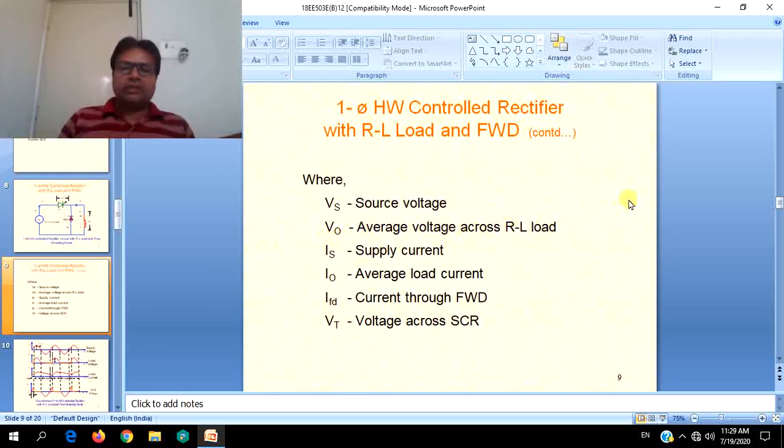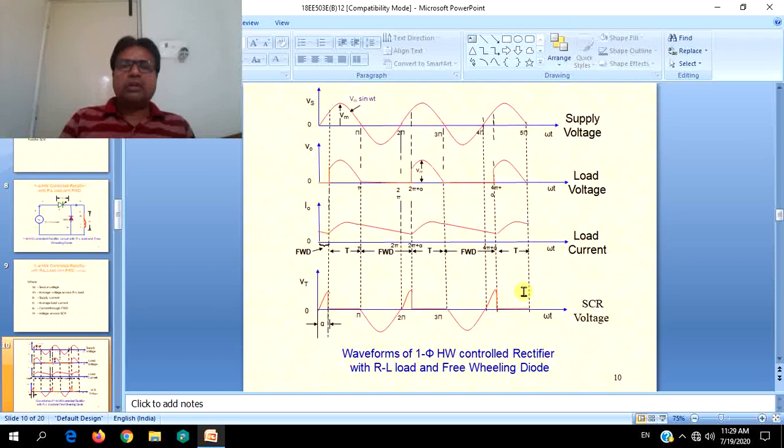Source voltage, average voltage across load. The other parameter added in this is the current through the freewheeling diode. When we go through the waveform, the supply voltage is a sinusoid. For the SCR voltage, at alpha the SCR is triggered. Until then, it will block the total voltage from 0 to alpha. The SCR voltage is 0 from alpha to pi. From pi to 2 pi, it will be blocking the total reverse voltage.